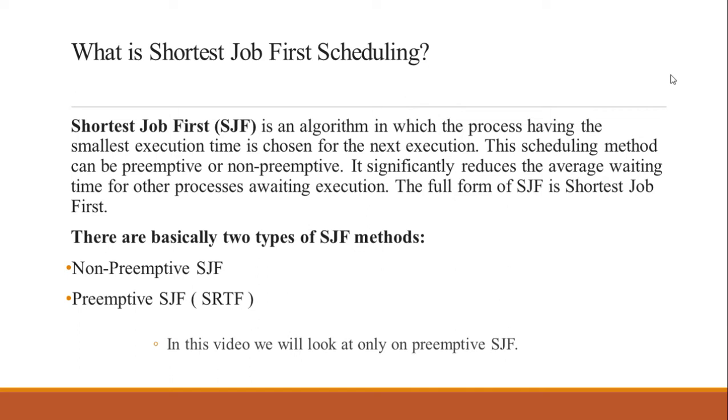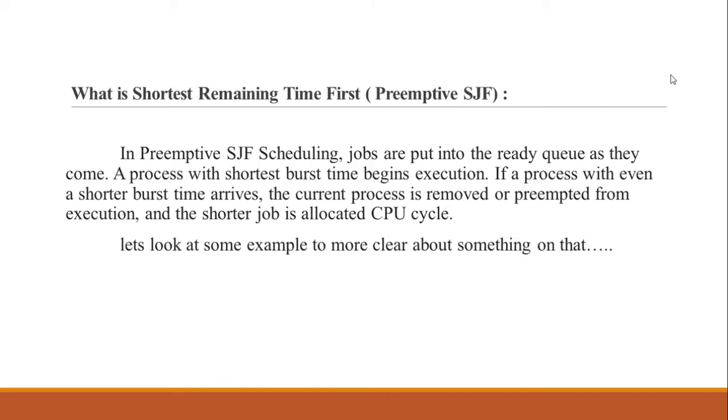There are basically two types of SJF methods: non-preemptive SJF and preemptive SJF. In this video, we will look only at preemptive SJF. What is the shortest remaining time first algorithm?